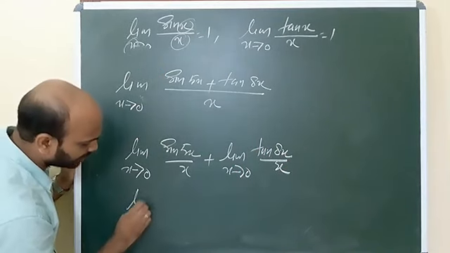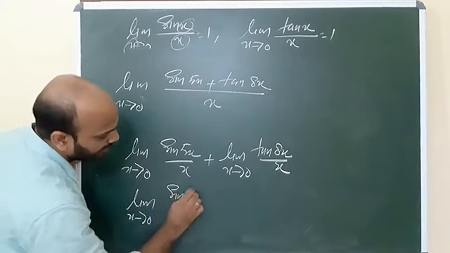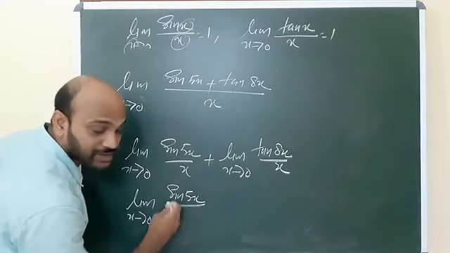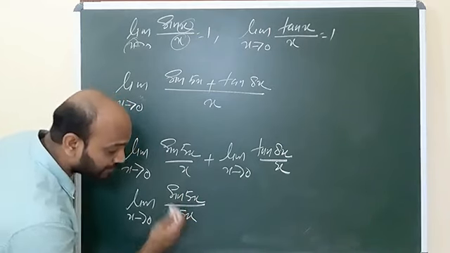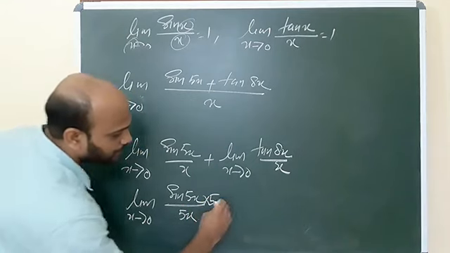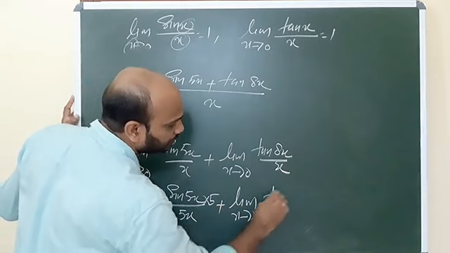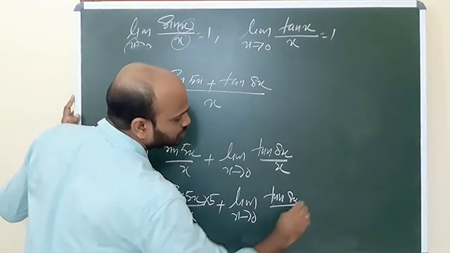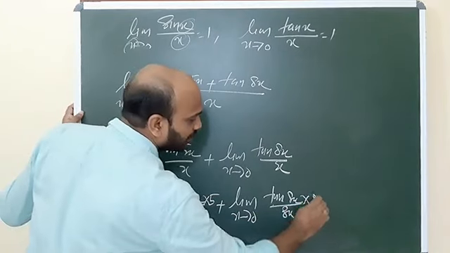So the next step we can write like this. Limit x tends 0, sin 5x. This is sin 5x, and it should be 5x. So I am multiplying with 1 by 5, so you have to multiply with 5 also. Plus limit x tends 0, tan 8x. It should be 8x, so dividing with 8 and multiplying with 8.